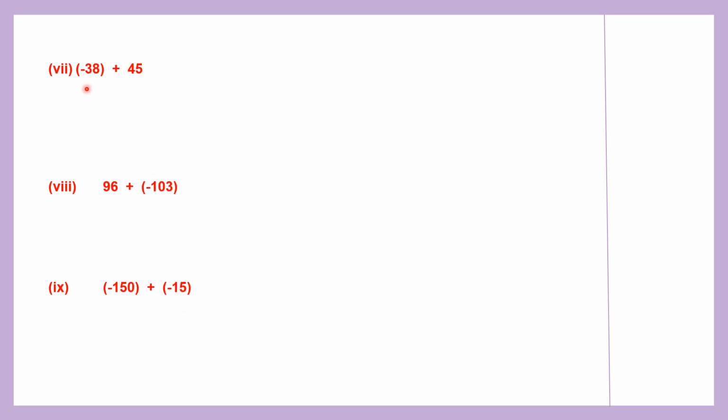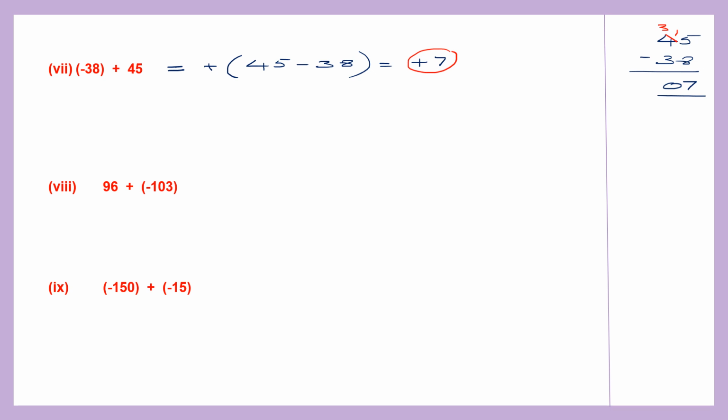Question 7. We have a negative integer and a positive integer. Signs are different, so we have to subtract. And what sign do we give? We give it the sign of the bigger number. 45 is the bigger number. The sign is plus, but we subtract 45 minus 38. So let's subtract 45 minus 38. 5 minus 8 you cannot do, so we borrow from here. This becomes 3. This is 15. 15 minus 8 is 7. And this is 0. So here the sign is positive and the number is 7. So what is our answer? Our answer is simply 7.